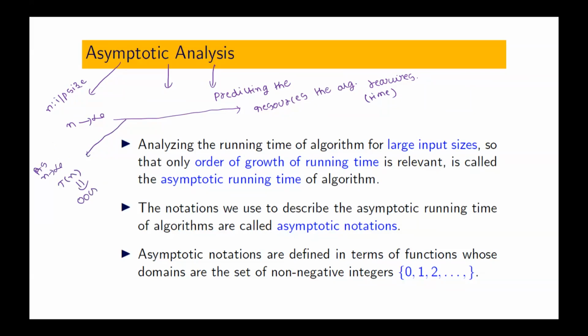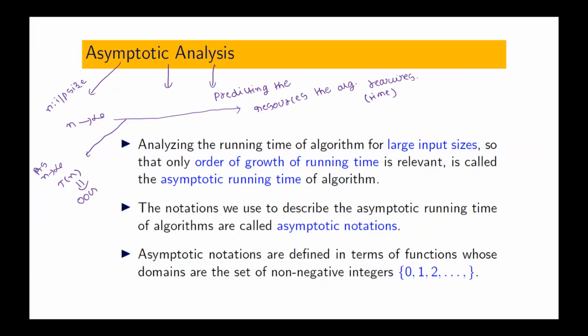That means finally we are concerned with only the order of growth of the running time of the algorithm. Is that okay? How to get the order of growth in running time? As n tends to infinity, for large input sizes, we take whatever we get in a function which is exclusively in terms of n, no other constant, nothing.